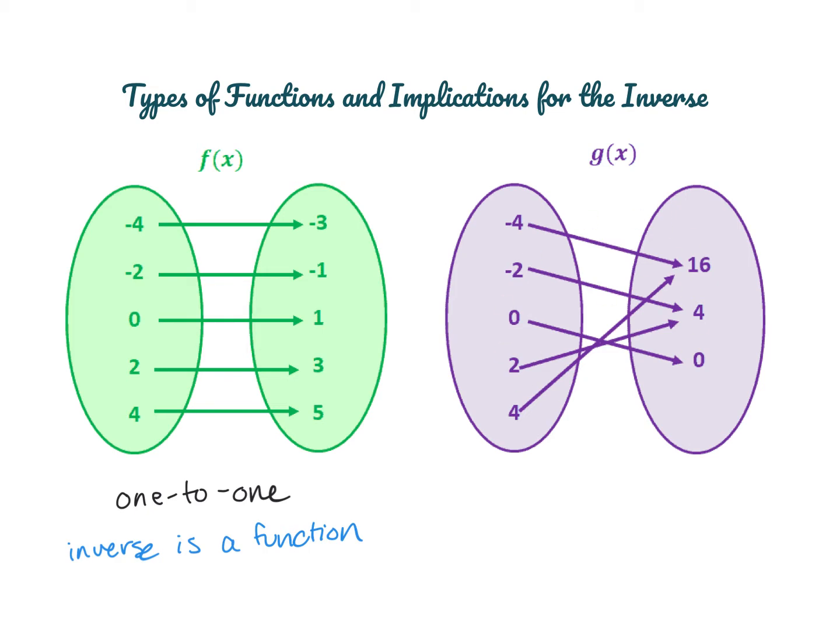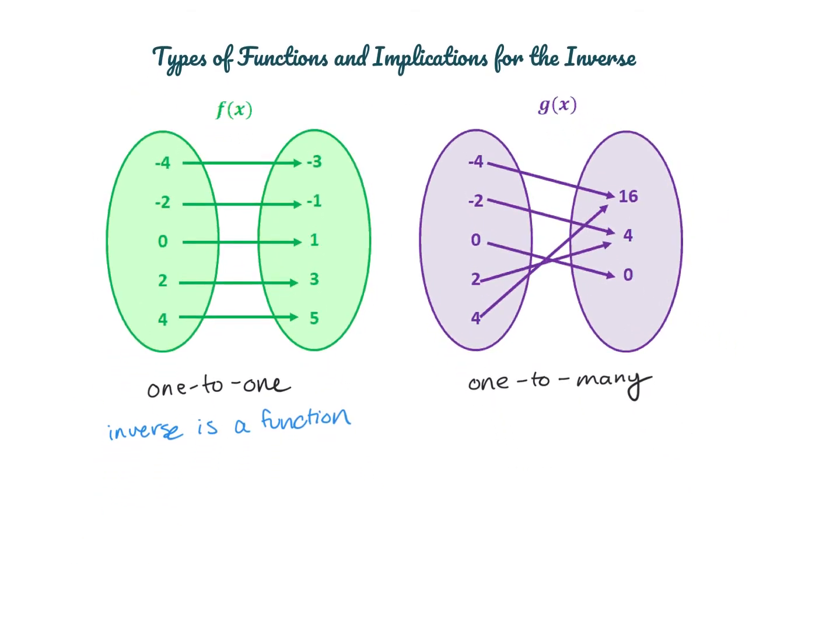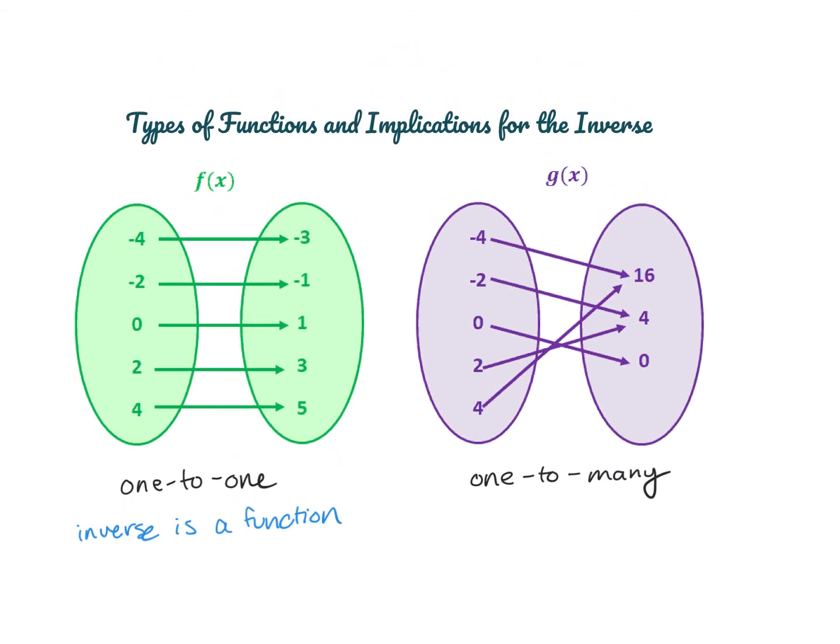Now, if you look at this second representation of a relation, this is a function. Every x only has one y. This x has one y, this x has one y, so do these. However, you'll see that one of your y values is shared by two x's. Again, this is still a function. It's simply a one-to-many function. When you have a one-to-many function like this, imagine what happens when you swap the domain and range. For this input, you'll have two different outputs. So when you have a one-to-many function, we can conclude that the inverse is not a function.